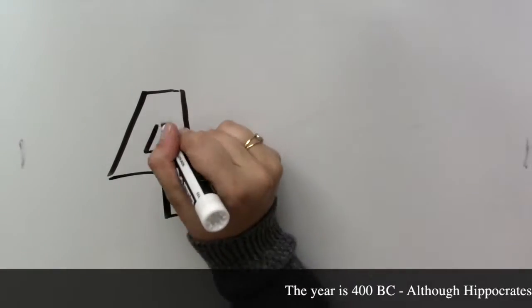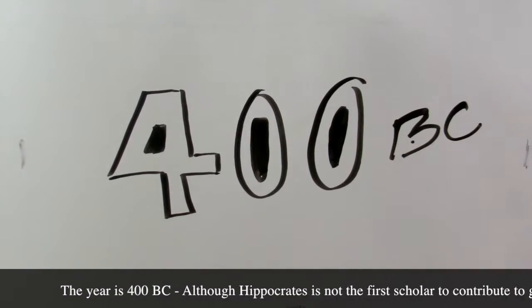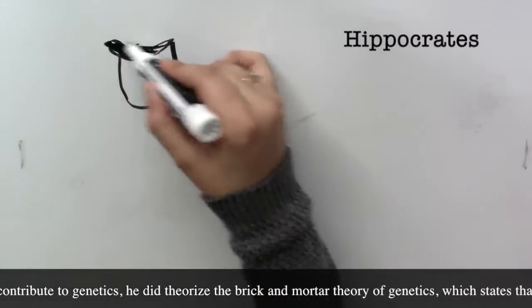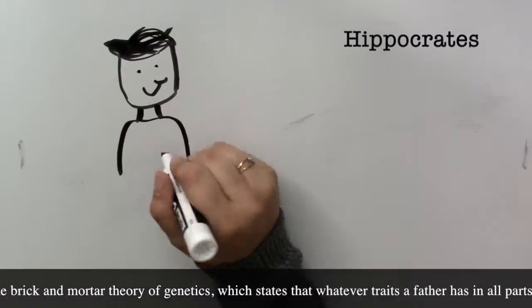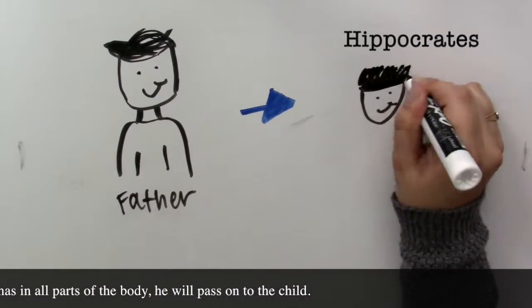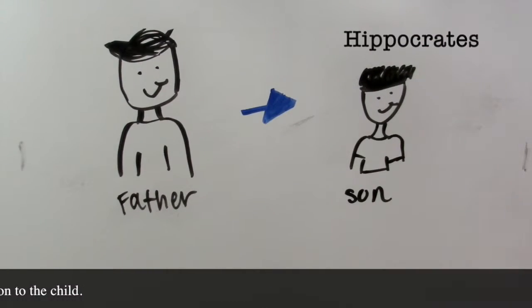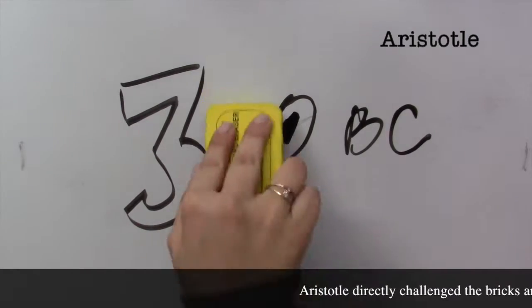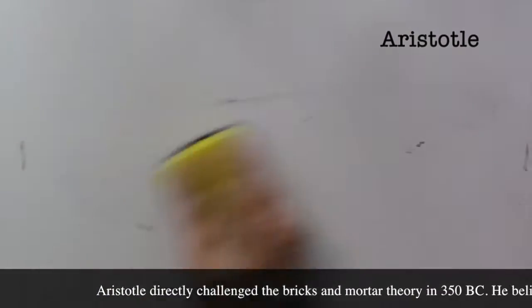The year is 400 BC. Although Hippocrates is not the first scholar to contribute to genetics, he did theorize the brick-and-mortar theory of genetics, which states that whatever traits a father has in all parts of his body, he will pass on to the child. Aristotle directly challenged the brick-and-mortar theory in 350 BC.